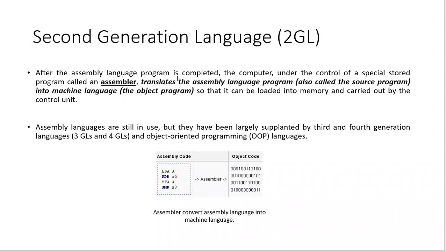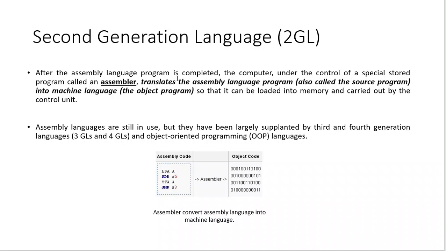Okay, so assembler will translate assembly language program. Assembly language program ni kita panggil source program. Assembler ni akan convert source program kepada machine language yang dipanggil sebagai object program. Daripada source program menjadi object program. So source program dalam assembly language ditukarkan kepada object program dalam machine language, so that it can be loaded into memory and carried out by the control unit.